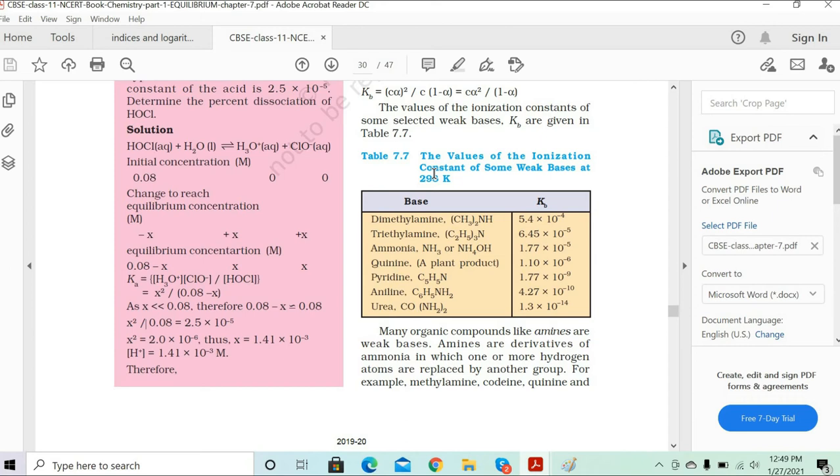Yes. Now let's go to table 7.7, the values of ionization constant of some weak bases at 298 Kelvin. A couple of weak bases are given with their equilibrium constant values. You can just see from the power itself: 5.4 in 10 power minus 4, then 10 power minus 5, 10 power minus 5, 10 power minus 6, then minus 9, 10 power minus 10, 10 power minus 14. So what will happen with the base when it is a weak base?